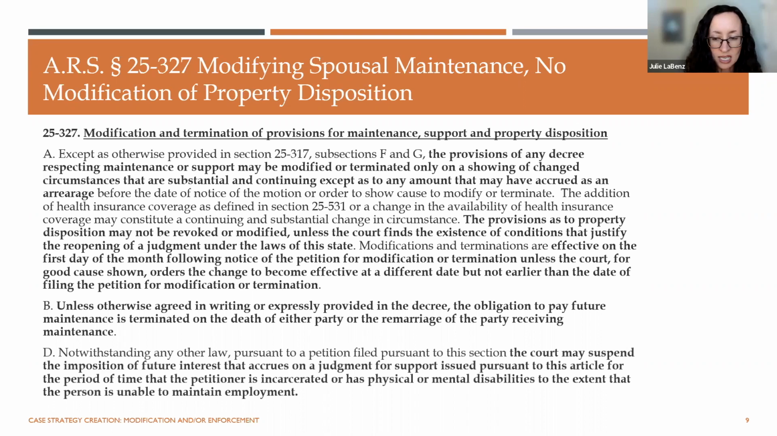And then subsection D, the court may suspend the imposition of future interest that accrues on a judgment for support if the petitioner is incarcerated or has physical or mental disabilities to the extent that the person is unable to maintain employment. So if you fail to pay spousal maintenance, per law, the amount that's unpaid accrues interest at 10%, and it can really add up fast. And so this is saying that the imposition of interest on the judgment will be suspended if you're incarcerated or you're mentally or physically unable to maintain employment.